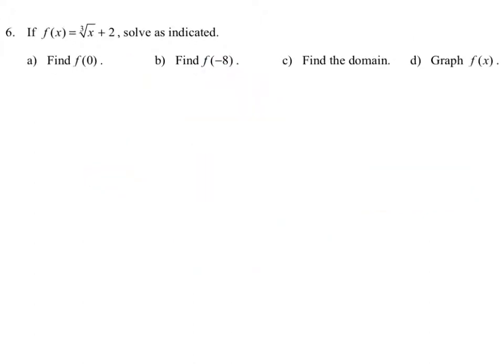If f of x is equal to the cubed root of x plus 2, solve as indicated. In part A, we want to find f of 0. F of 0 is found by replacing the x in the function with 0 to get the cubed root of 0 plus 2. And that is 0 plus 2, which is equal to 2. So f of 0 is equal to 2. And the point 0, 2 is a point that's on the graph of that function.